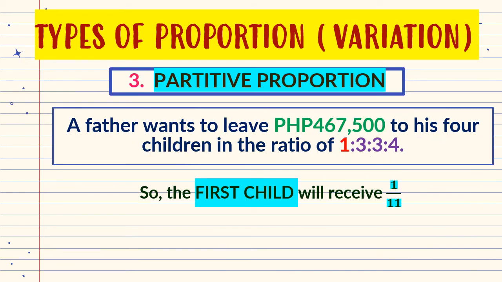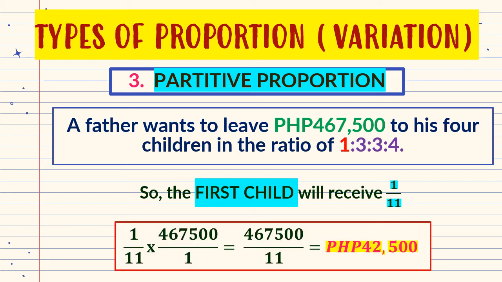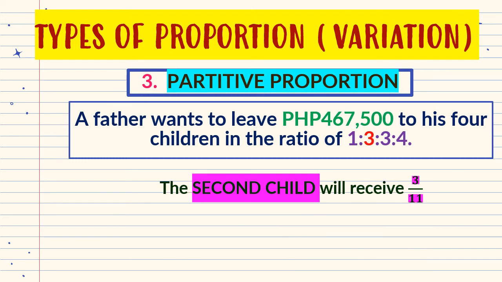So the first child will receive 1/11. All you have to do is 1 over 11 times 467,500. Then 467,500 times 1 is equivalent to 467,500 over 11. So we will divide 467,500 by 11. We will get 42,500, meaning the first child will receive 42,500.